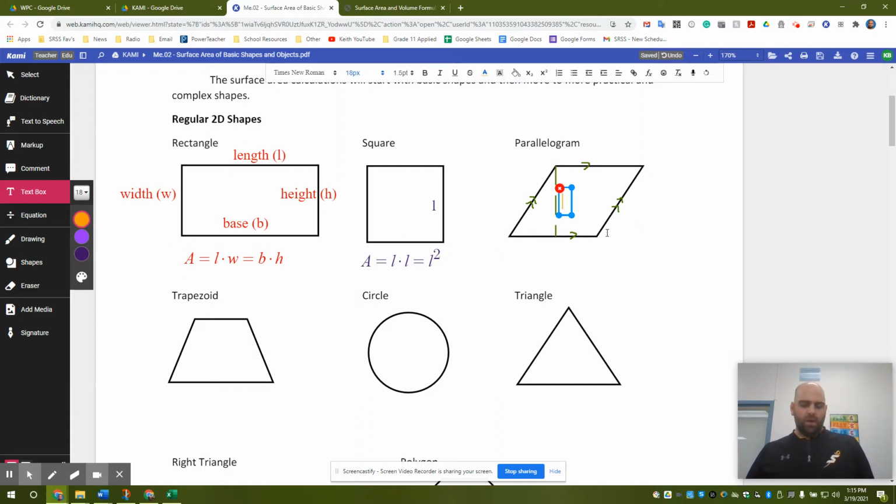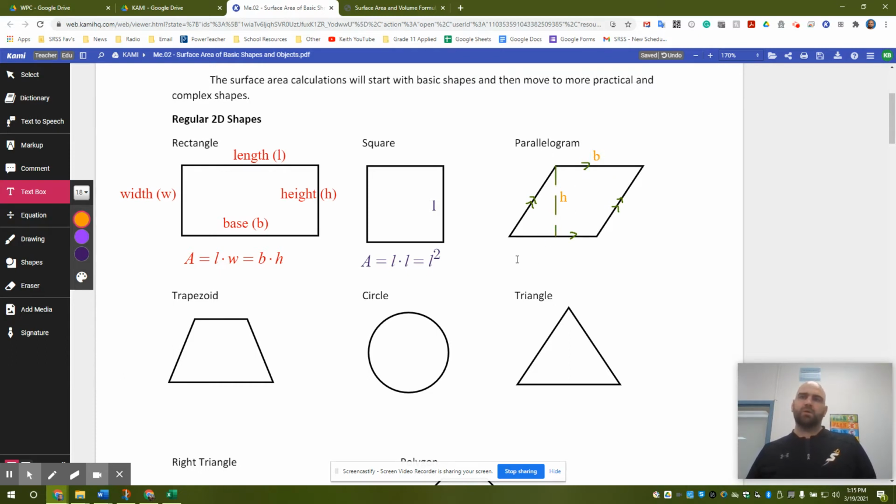What we have is two measurements. We have a height right there, and the top and the bottom, I'm going to put it on the top, is going to be our base length. So that's the top and the bottom, and then the height is from the bottom to the top.